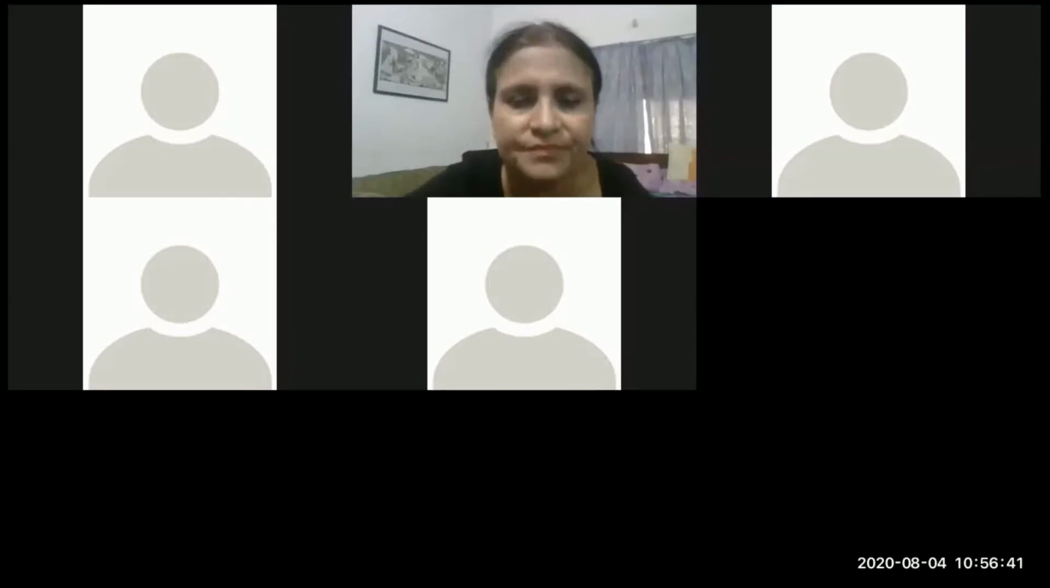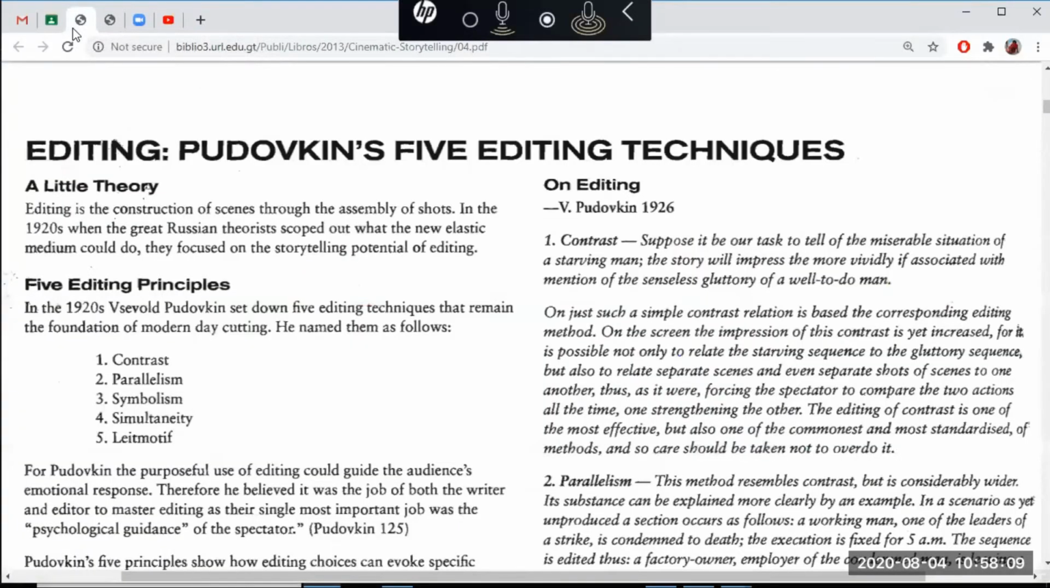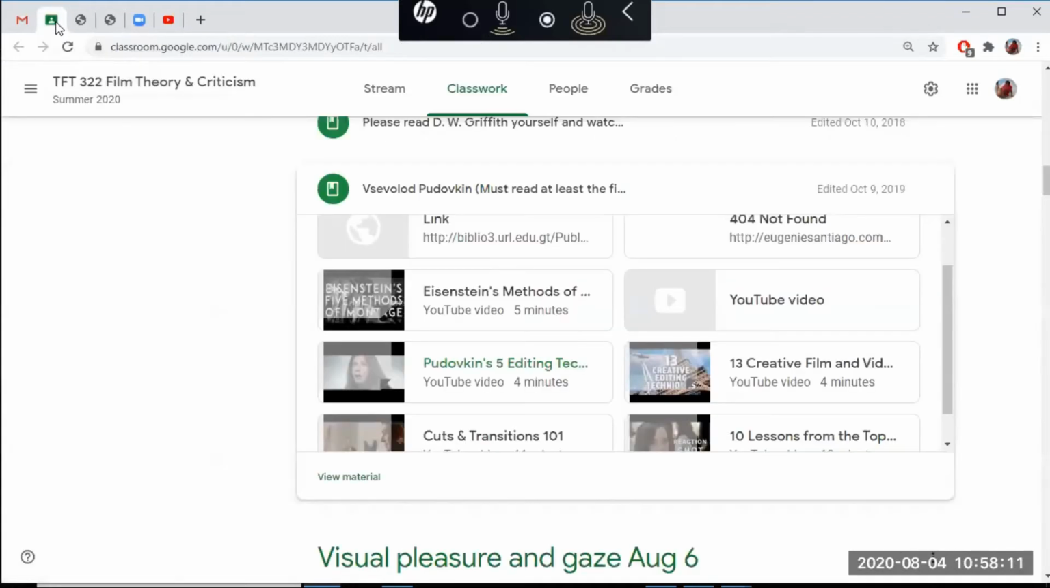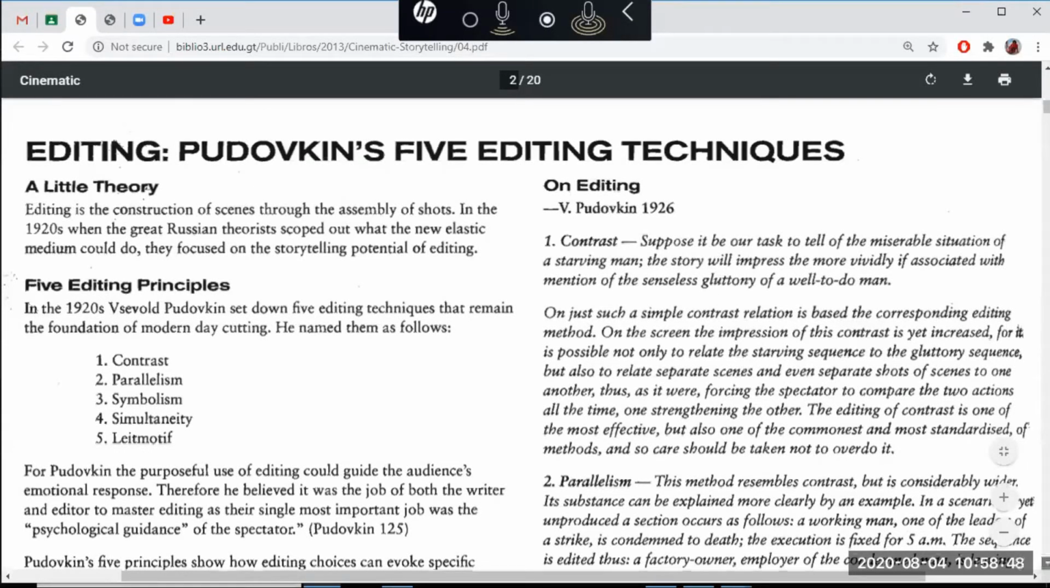Any questions about any of the content or any meaning of the content that we have discussed so far? No question? So it says that Padovkin mentions 5 editing principles.